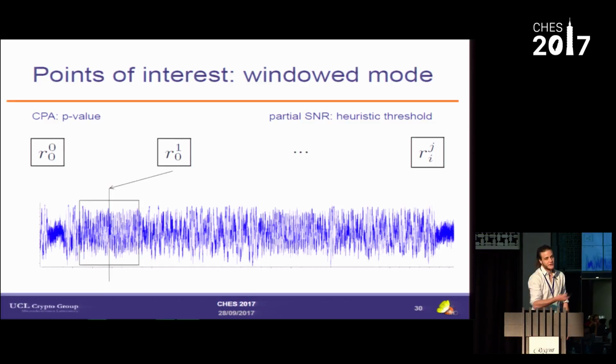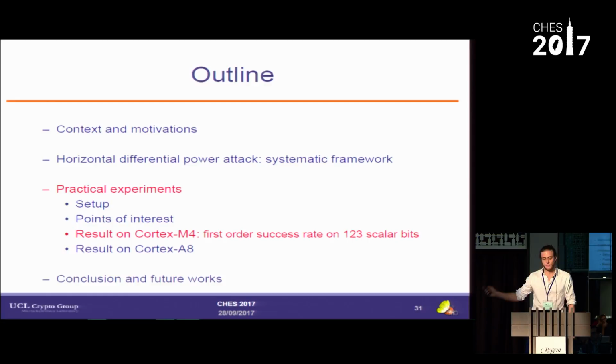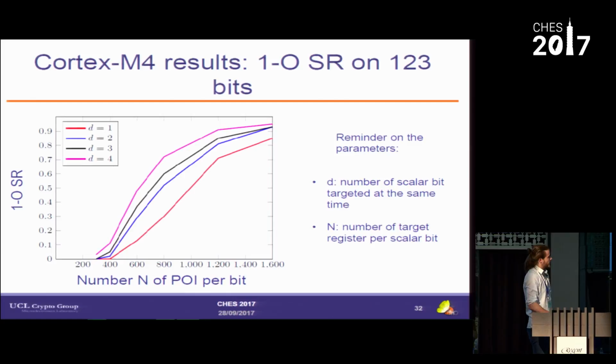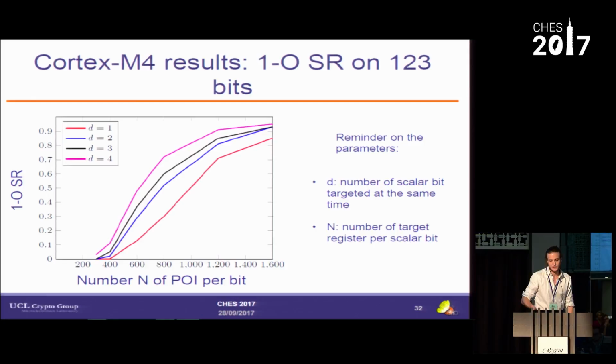All right. Now we assume that we have characterized all the registers and found all the points of interest. So now I show the result on the M4. We attack 123 bits, and we look at whether we recover the key or not. And this is the result. So we have two parameters. The first one is the number n of points of interest we take per scalar bit. And the second one is the number of scalar bits we attack at the same time, which is the value d.